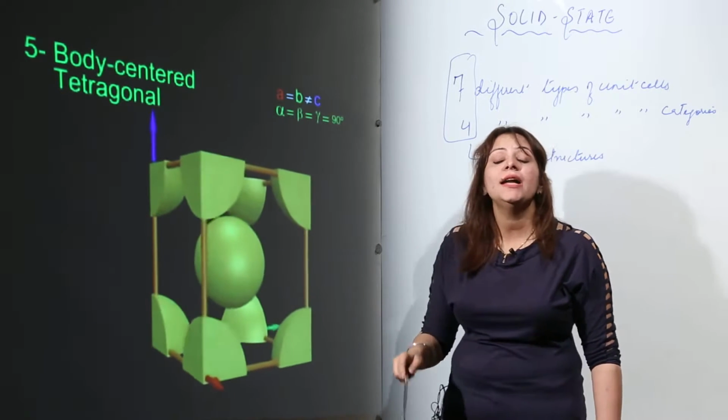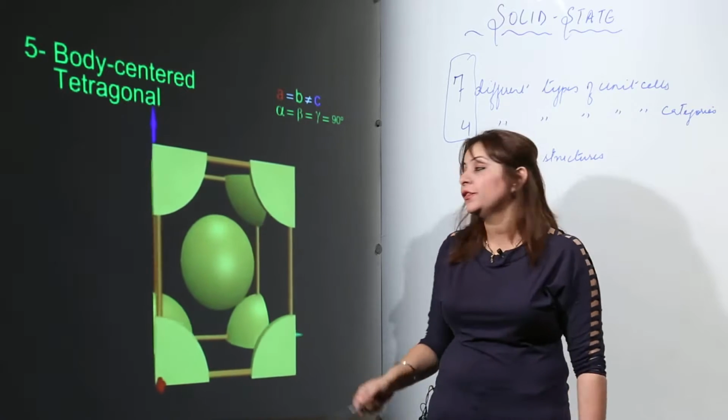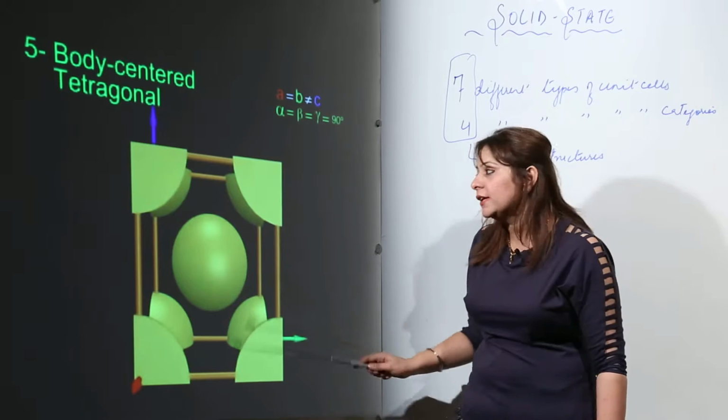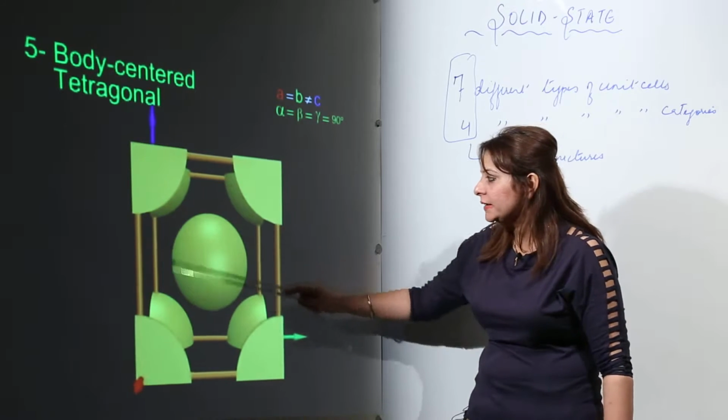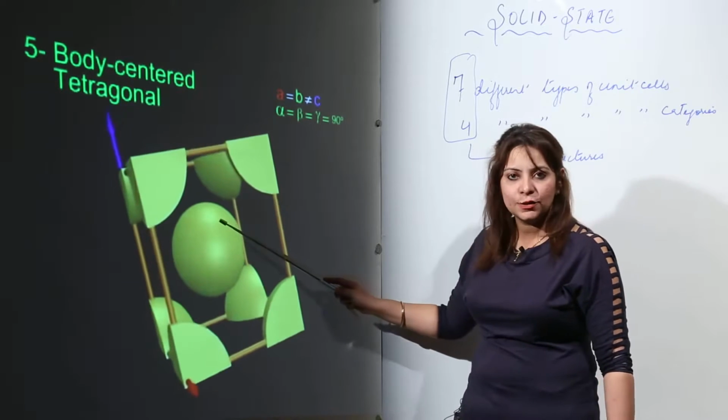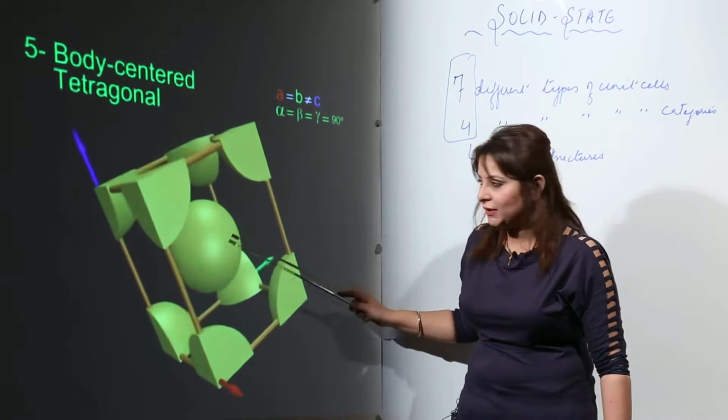The center one is always a constituent of the given unit cell. It is not shared by the different unit cell. It is not at all shared by the different unit cell. So as you can see, at corners, and there is a complete particle in the center, which is a part of only this unit cell.